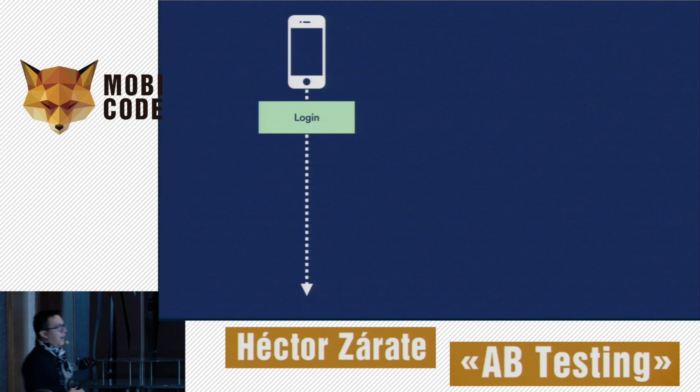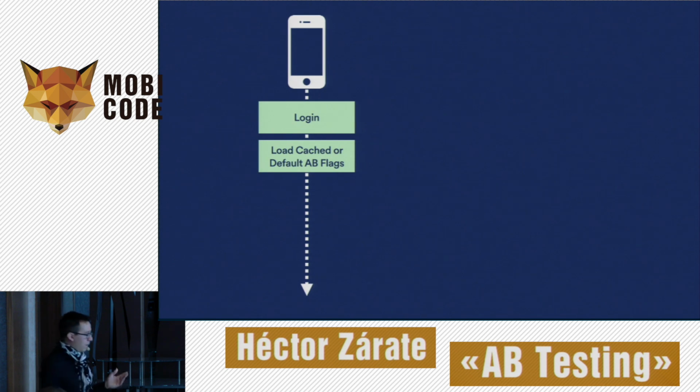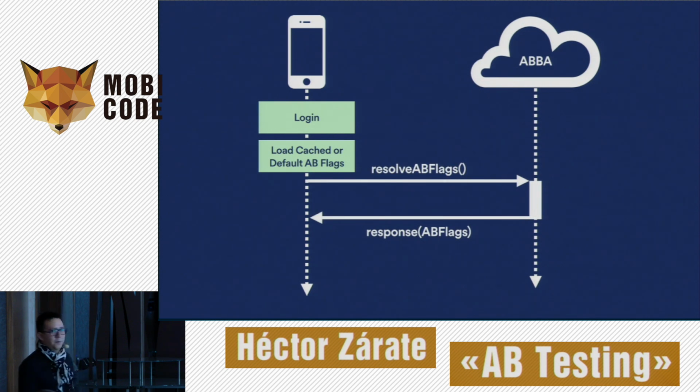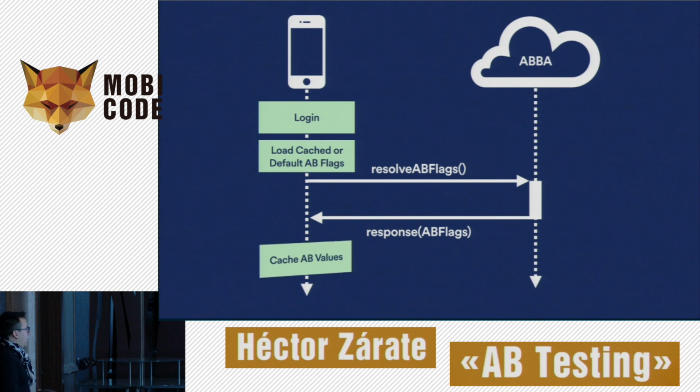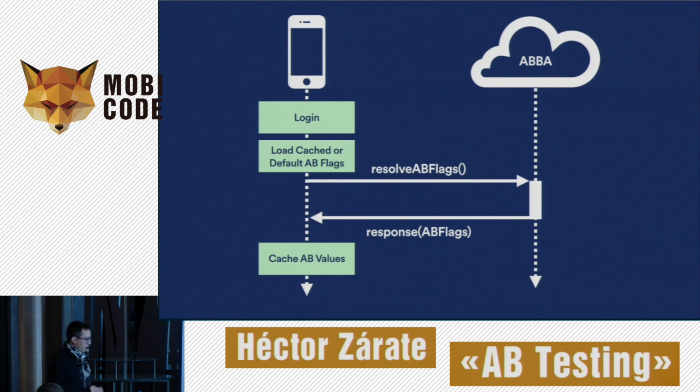You have the device, and right after the login, right after the session starts, we try to load the cached values of these flags of the A/B tests. Or if we don't have any cache, we just load the default values. And if there is a connection, we try to resolve those A/B flags, get them back to the device, and cache them. This is an asynchronous step, so they're not always available right after login. But if it's a test where it's very important that we have those values right at login, we can put those flags into the login payload.